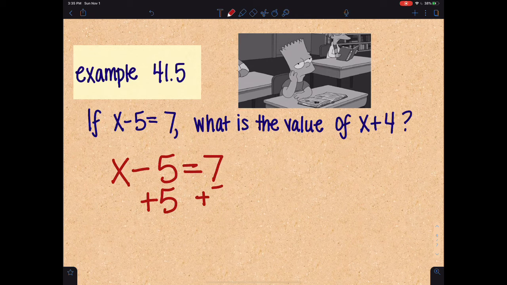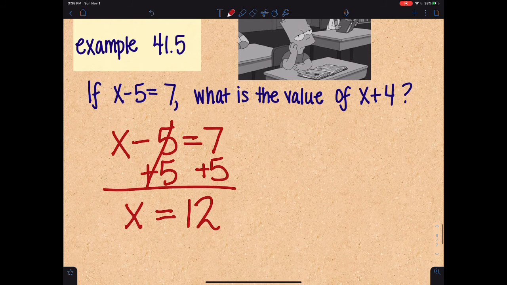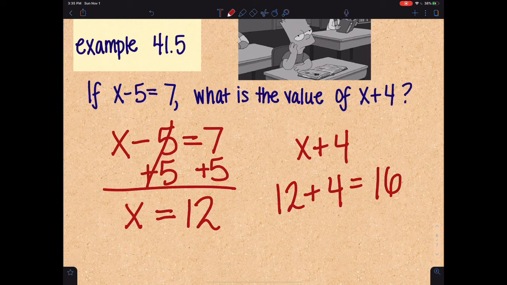So let's start with the beginning of this two-step problem and find the value of x. So to do that, I'm going to add 5 to both sides. X is equal to 7 plus 5, which is 12. Okay, now we use that 12 to plug it in right here. And we have, instead of x plus 4, the value of that is going to be 12 plus 4, which is equal to 16. Okay?